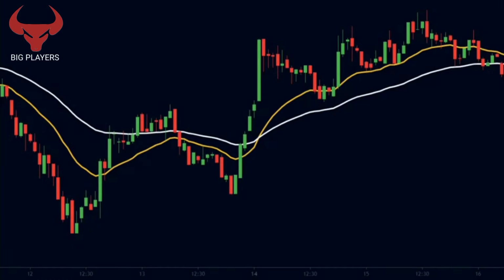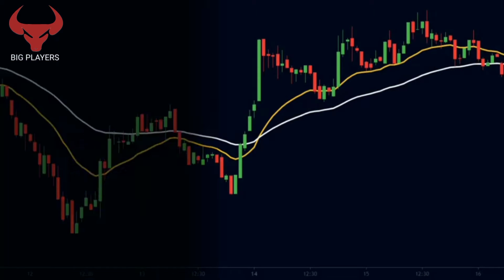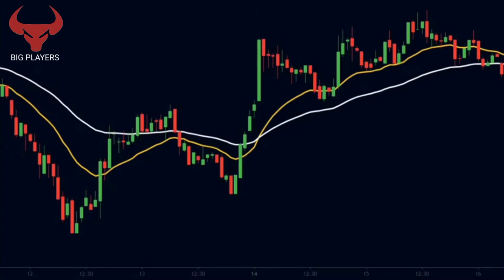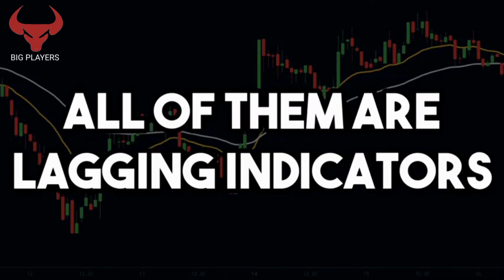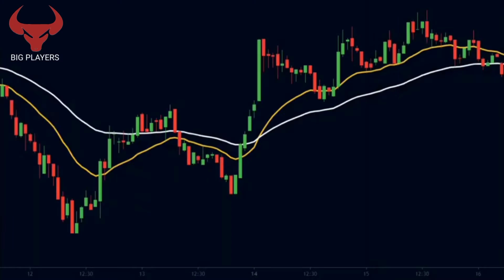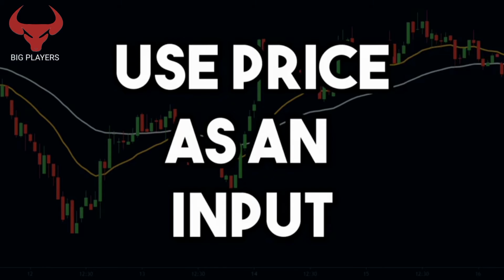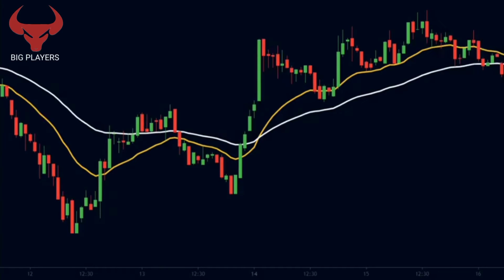When it comes to trading, a lot of traders focus on finding the perfect indicator. So they chase the moving average, RSI, MACD, stochastics, etc. But the truth is that all of these indicators are lagging indicators. This means that they use price as an input. Therefore, they signal an uptrend after the price has already moved.